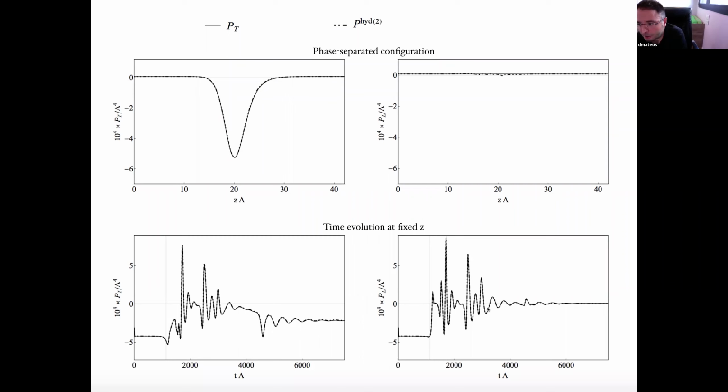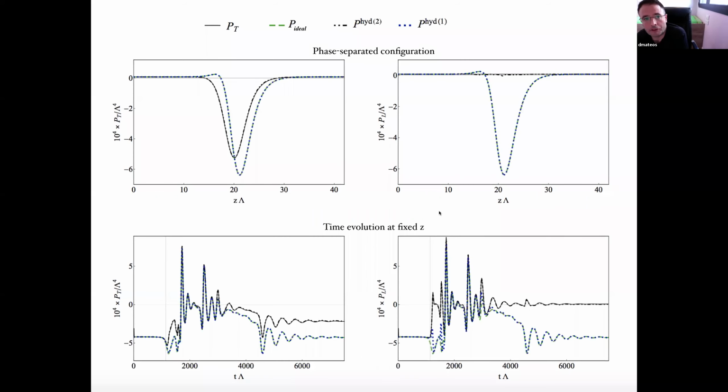by second order hydrodynamics. However, if you try to do this with ideal hydrodynamics or with ideal plus first order hydrodynamics, which are the blue curve and the green curve, you see that they do not agree with the exact result. They fail miserably here. And they also fail in the time evolution.